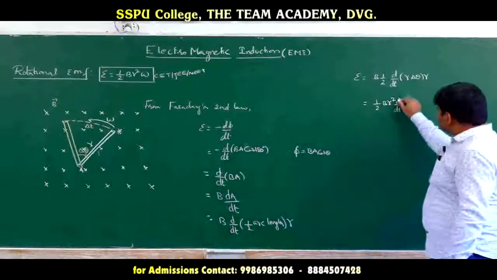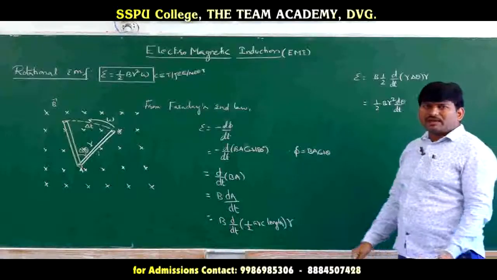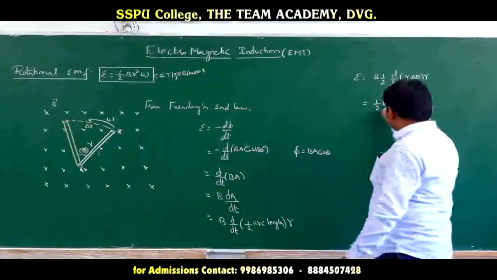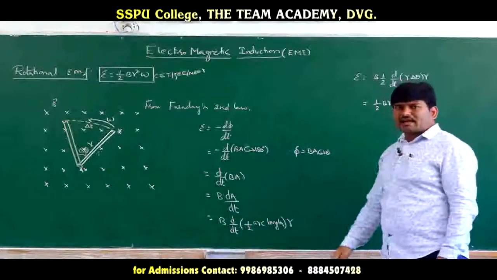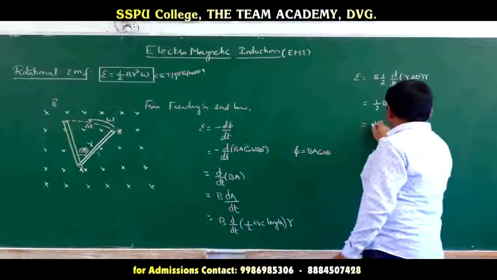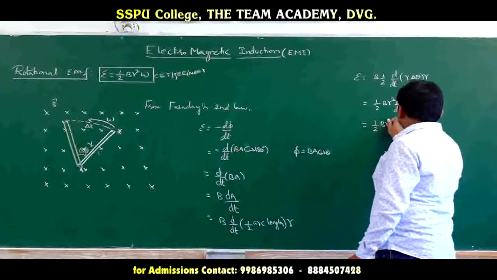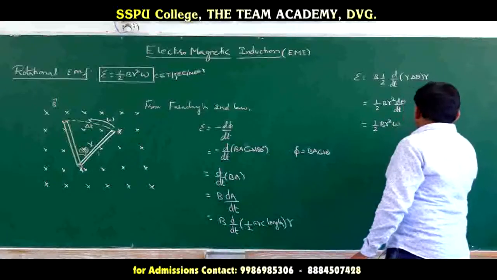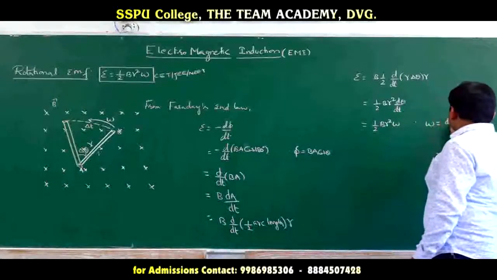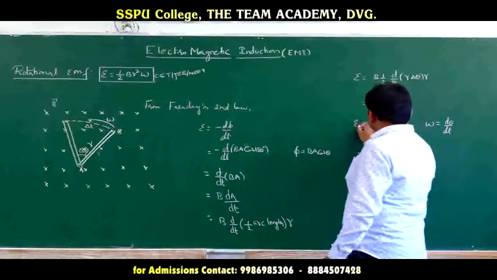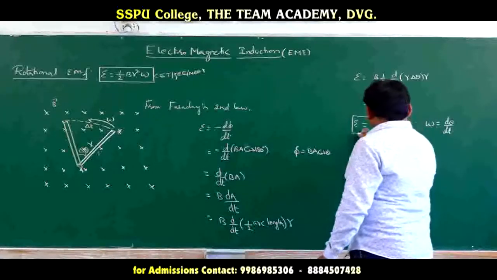So what is this d by dt of theta? It is nothing but angular velocity. Rate of change of angular displacement is nothing but angular velocity. Therefore I can write it as half into B r square into omega, since angular velocity omega is equal to d theta by dt, which we studied in first year. So finally this is a formula for rotational EMF.